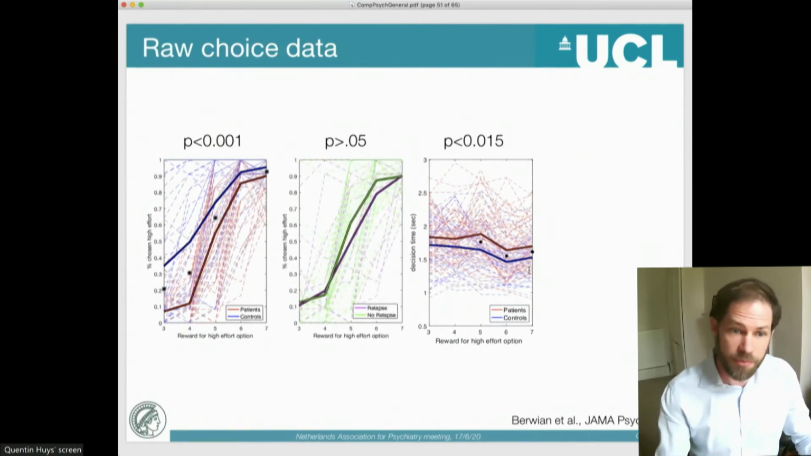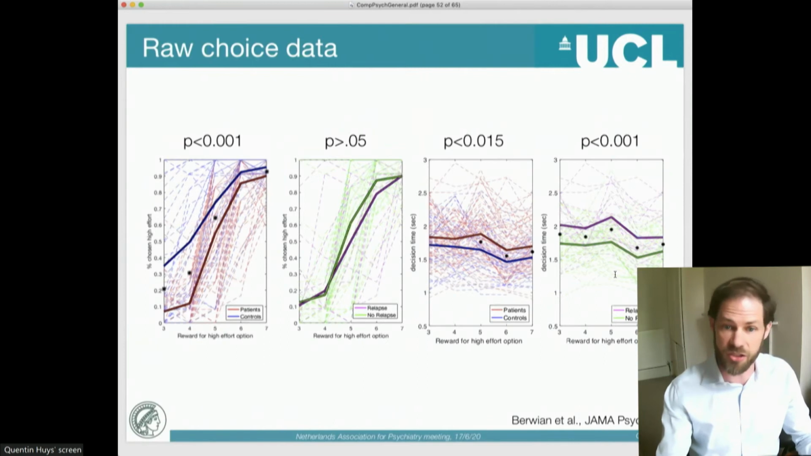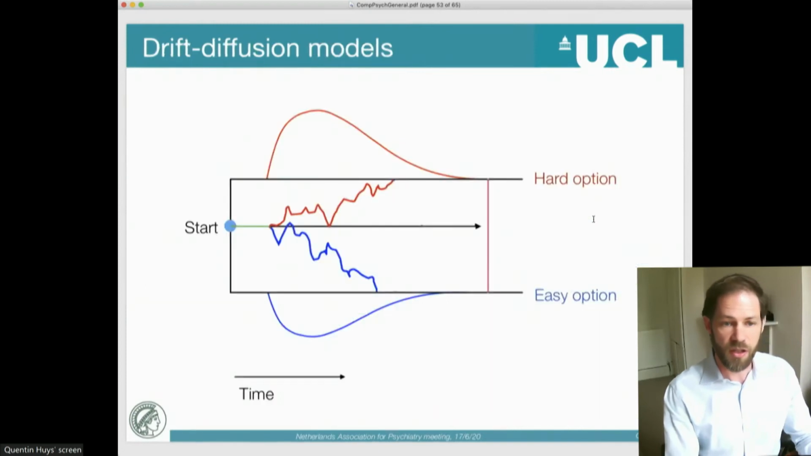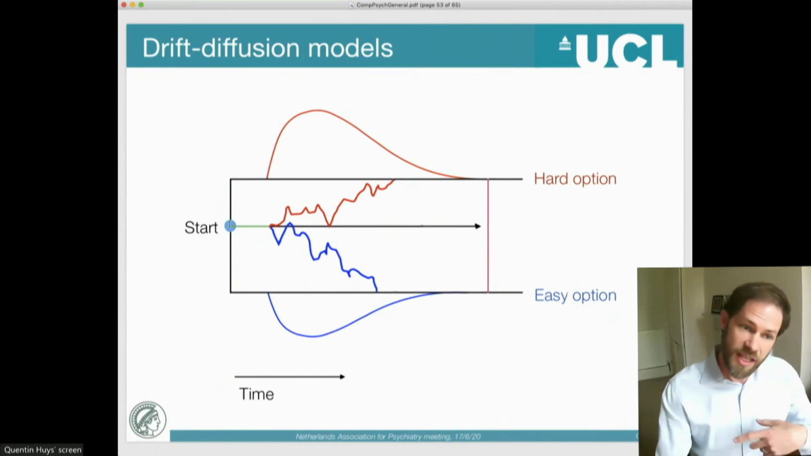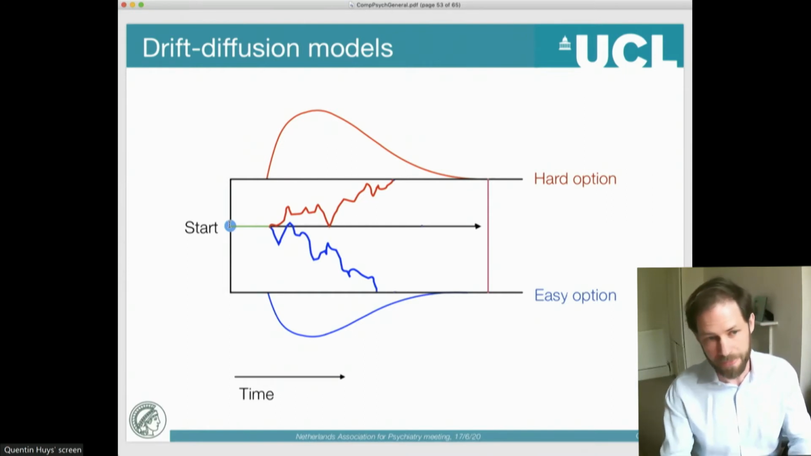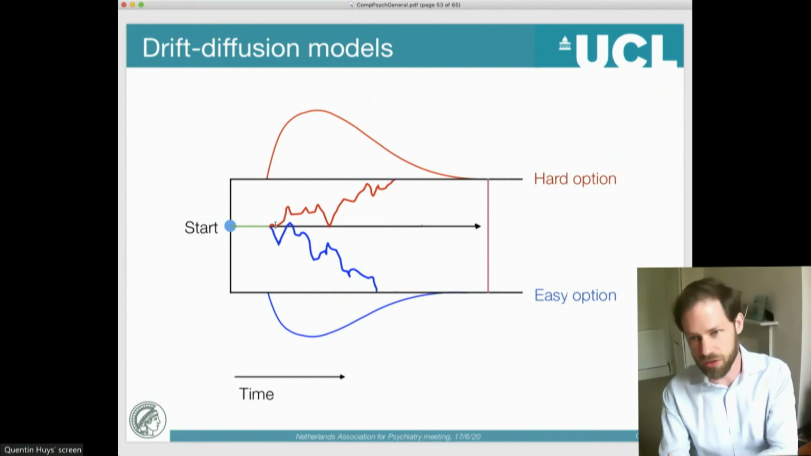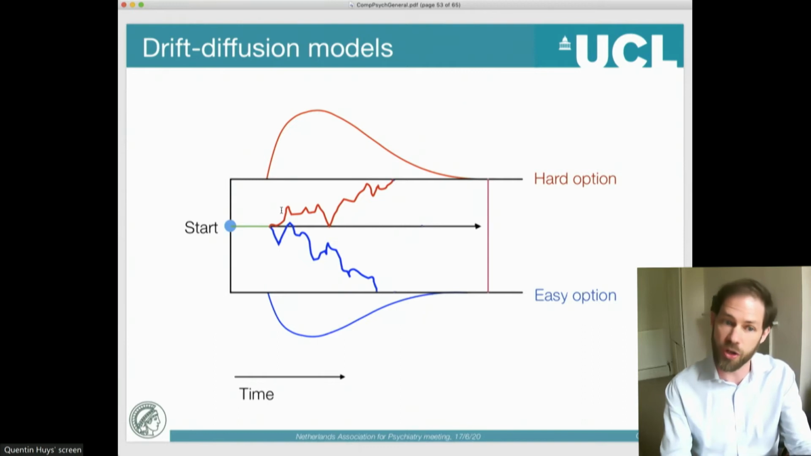Those who go on to relapse don't differ in terms of what they choose, but they differ in terms of how long it takes them to make that choice, with patients who relapse showing a longer decision time before they make the choice. So we built a computational model to try and integrate all of this. The computational model integrates how long it takes you to make a decision with the decision you're going to make, and it's a drift diffusion model. The idea behind it is that you accumulate evidence towards one or the other option, and this accumulation takes time. The faster you accumulate, the faster your reaction time, and the stronger your tendency to choose one option over the other.